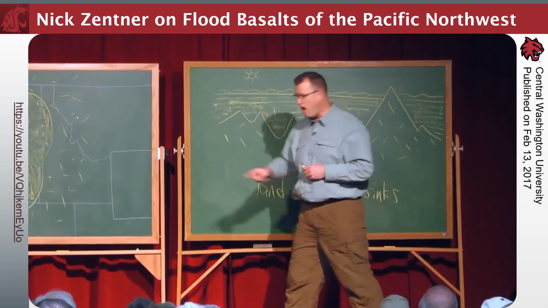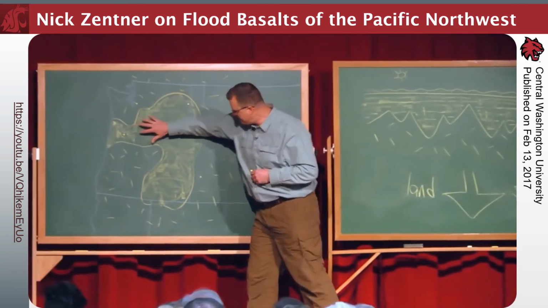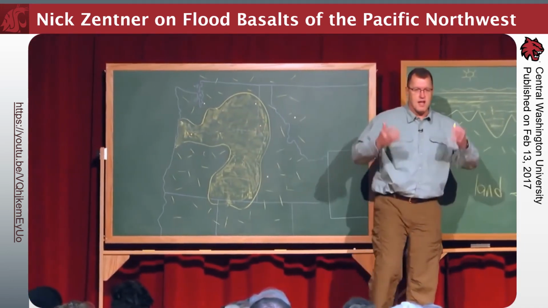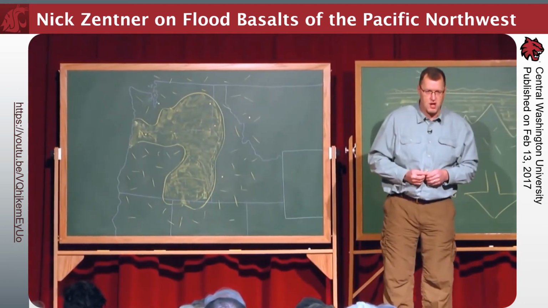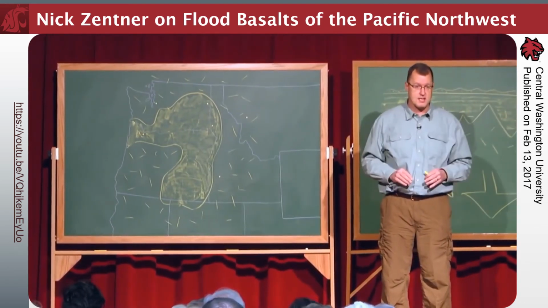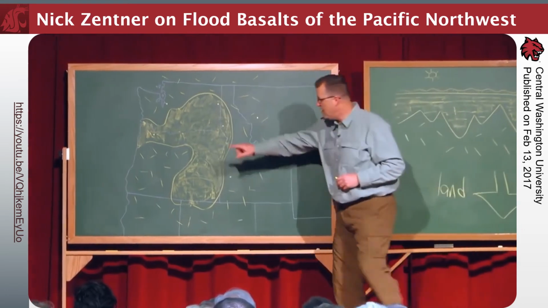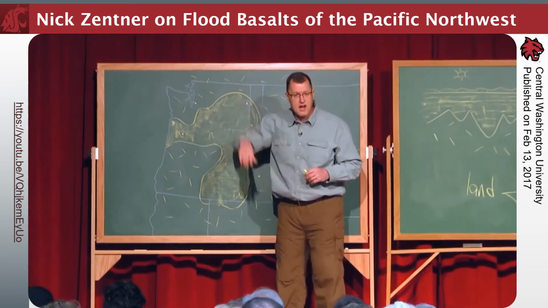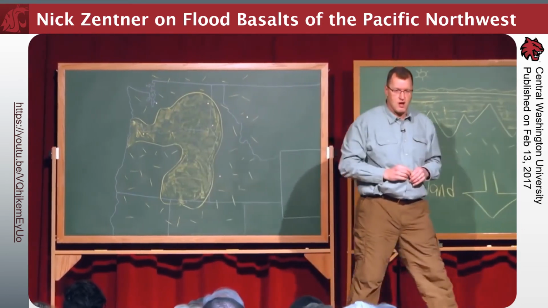And these are basalts. Look at this map. Look at how much of the Pacific Northwest has this thick pile of basalt lava. It's nothing to do with the Cascades. Let's get that out of our minds right now. Mount Rainier, Mount Hood, I don't care. Nothing to do with tonight's talk.